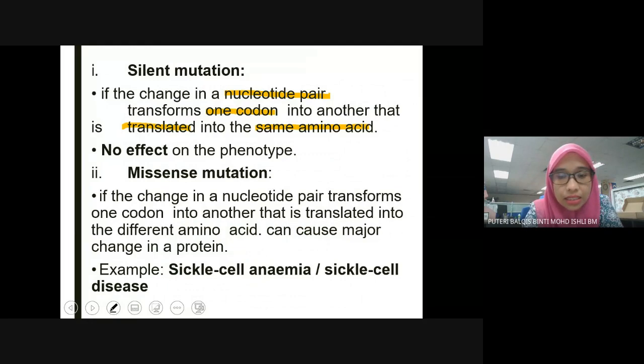Missense ni adalah nucleotide pair transform one codon into another that is translated into different amino acid. Bila kita dah tukar nucleotide pair tu, dia akan tukar kepada codon yang berlainan, and then dia akan translate kepada amino acid yang berlainan. Okay, for example, sickle cell anemia. Yang ni awak kena tahu explain. Awak kena tahu apa yang jadi masa sickle cell anemia ni.